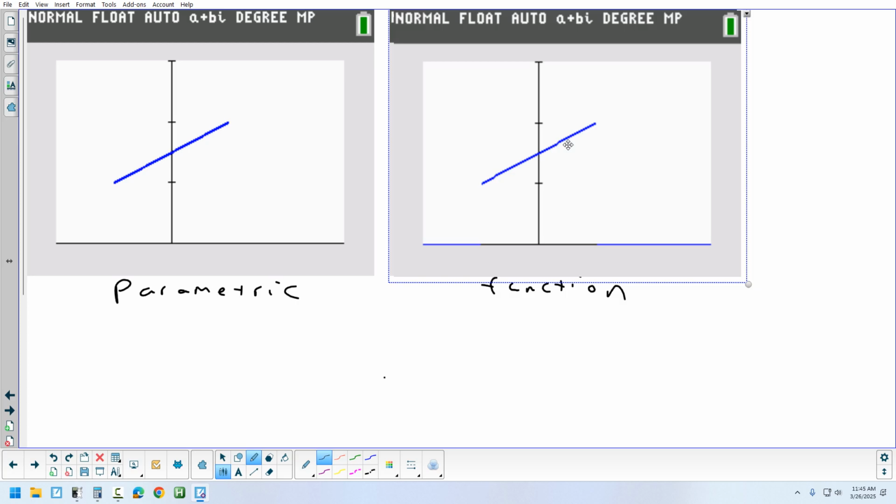Now I know it still draws this blue thing down here. I can't do anything about that. That's as good as I can do to replicate what I had in parametric as a function.